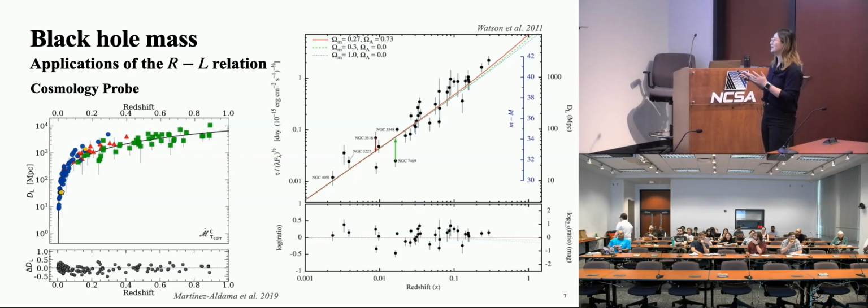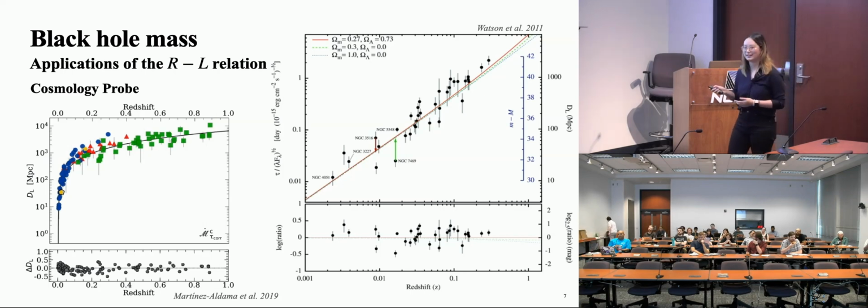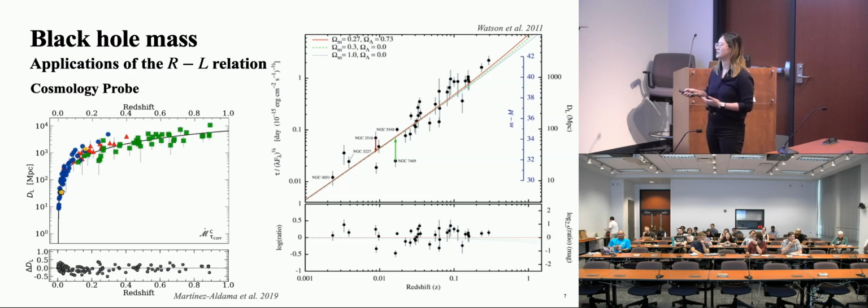But you can see the uncertainty here is still very large, so we need more data and better constraints on the RL relation. And there's an extension of their work, where you can see the constraint looks better than before.